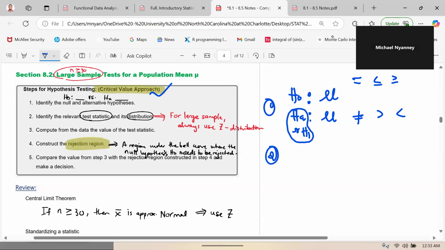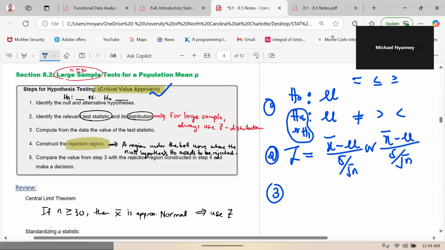And then the second step that I'll tell you is to determine your Z test statistic. That is the standardized test statistic. And it is written as Z, which is equal to x bar minus mu all over sigma all over square root of n, or x bar minus mu all over s over square root of n. We use s when we don't know the sigma. Okay. Then the third thing that we do is to find our critical region.